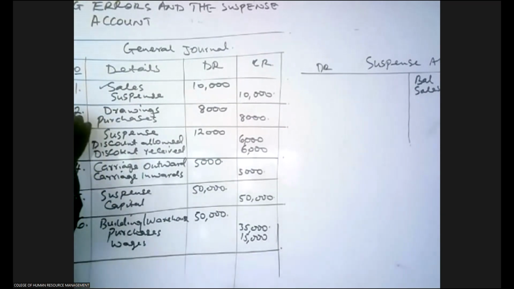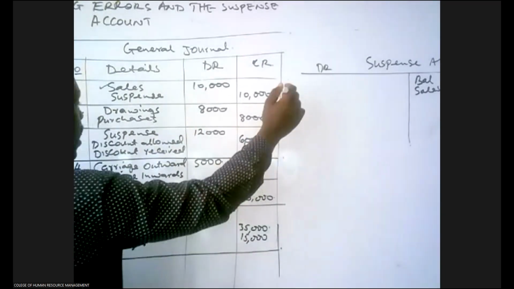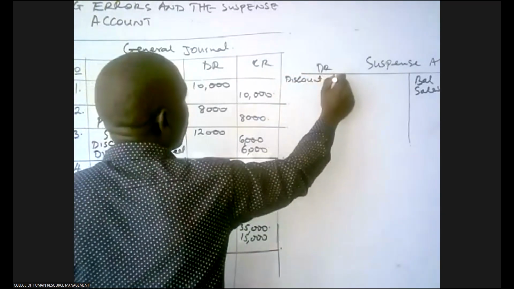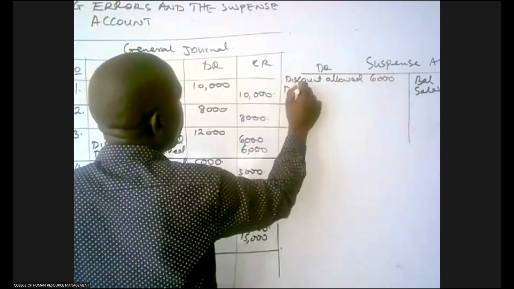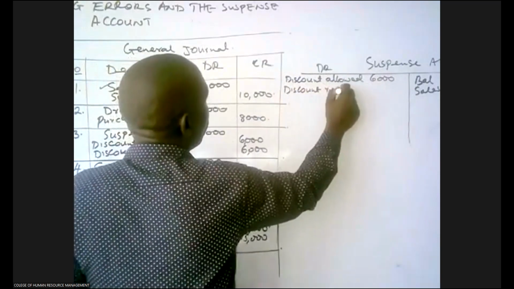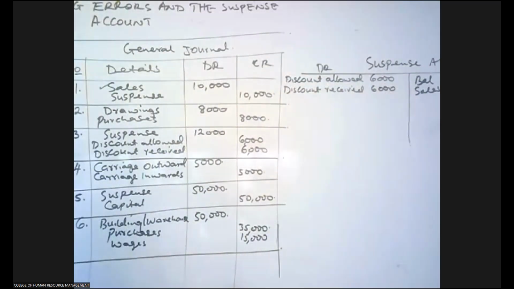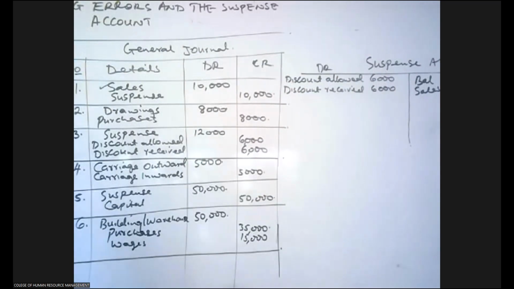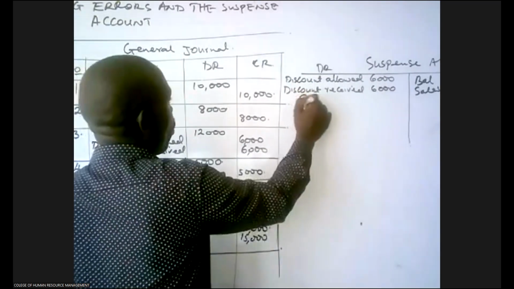In the second one, we don't record that because there is no suspense. In the third one, suspense is debited by 12,000. So we debit here using discount allowed 6,000, discount received 6,000, like that. So the 6,000 makes it 12,000 that we have here. Suspense account has been debited, so we debit and we use capital.